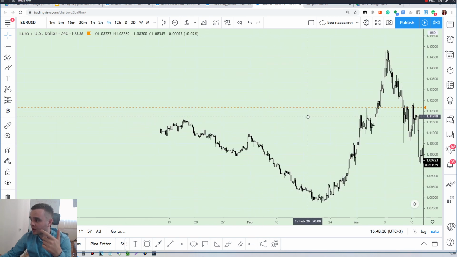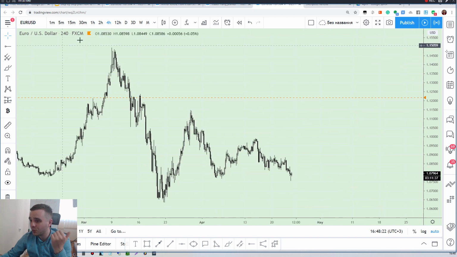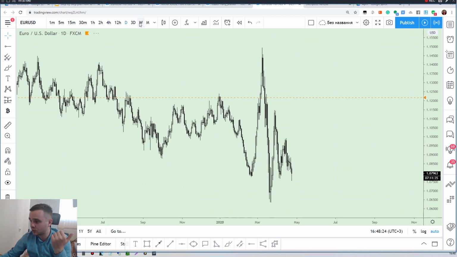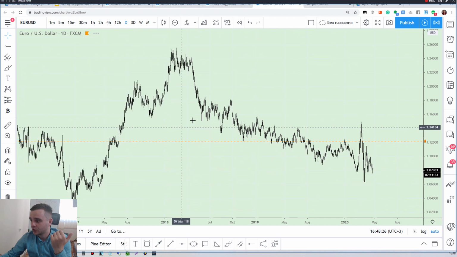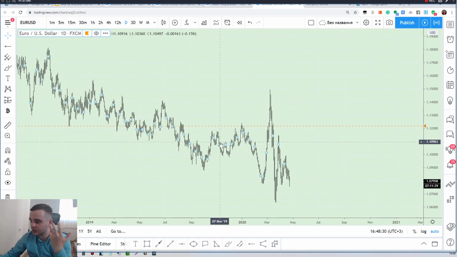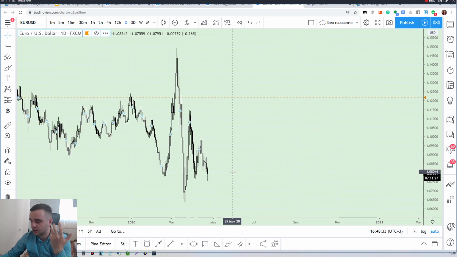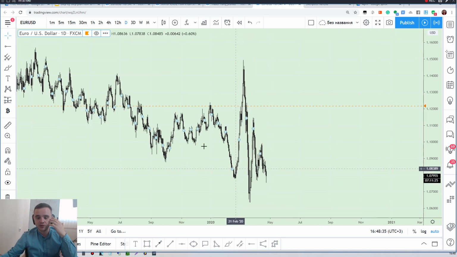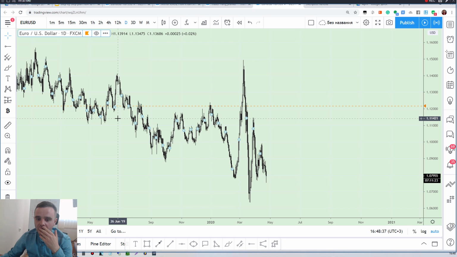Yes, it was a local up rise, but globally, if you would take a look at daily, you would see that price is decreasing, totally decreasing. The biggest priority is to look for down trades. That's the difference between local and global.